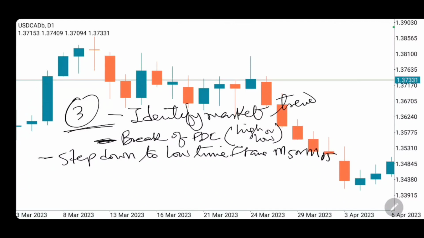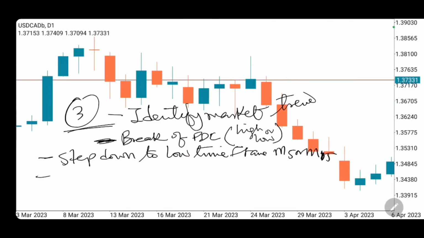But the second strategy, you don't need to step down to your lower time frame. You just get in on your D1 time frame. But this third strategy, this third method, you have to step down to your 5 minutes time frame or your 15 minutes time frame. You have to step down. I'm going to show you why you need to step down.